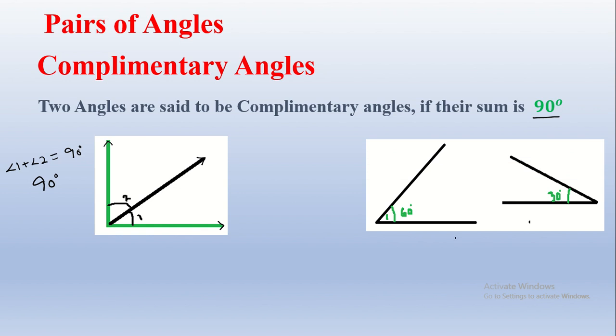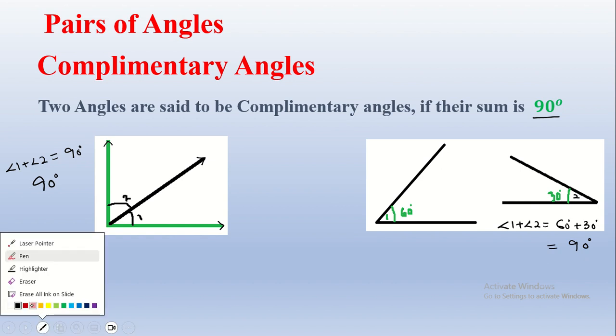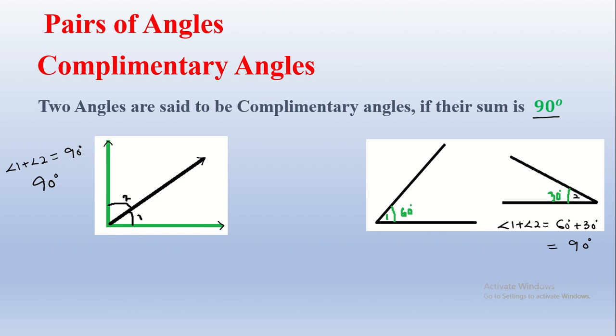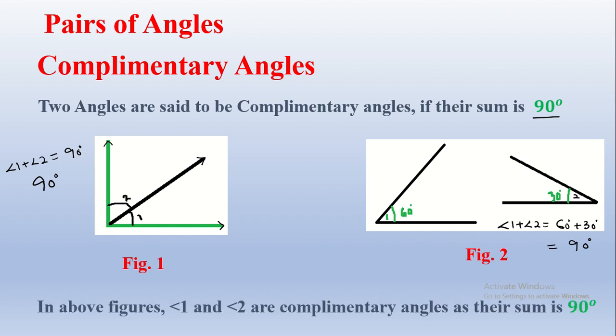Similarly, if we take a non-adjacent pair of angles, just like here, angle 1 and angle 2, the sum of these two angles, angle 1 plus angle 2, is 60 degrees plus 30 degrees, and together their sum is equal to 90 degrees. So we can say that these two angles, angle 1 and angle 2, are complementary angles. Thus, in both figures, figure 1 and figure 2, the sum of the angles is equal to 90 degrees. So angle 1 and angle 2 are complementary angles.